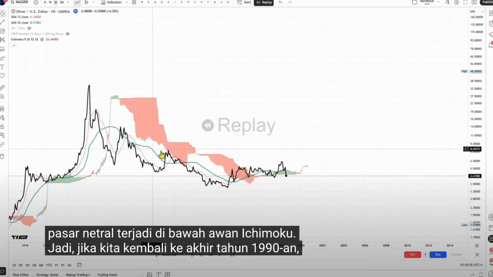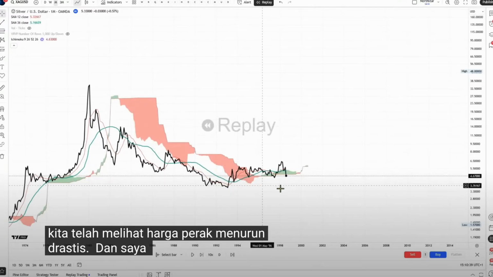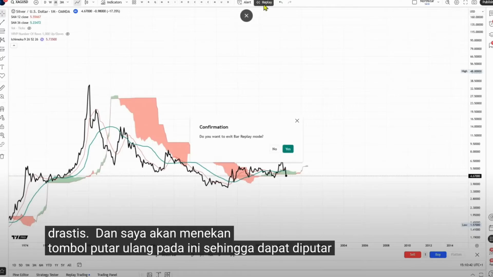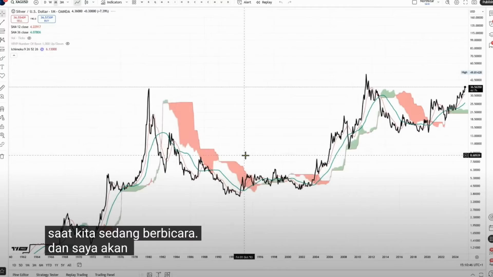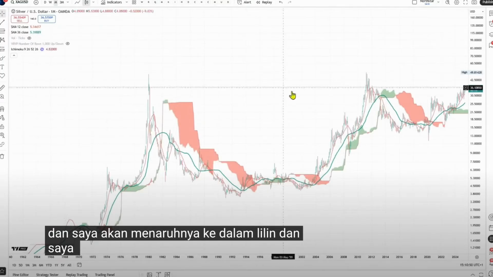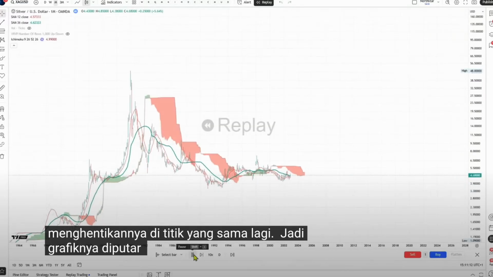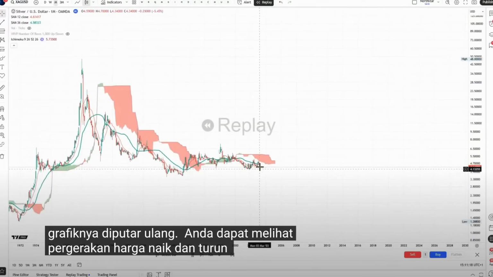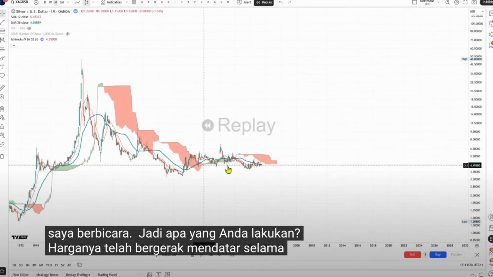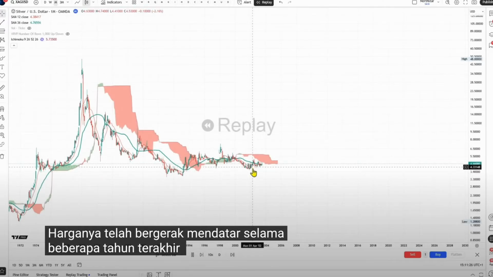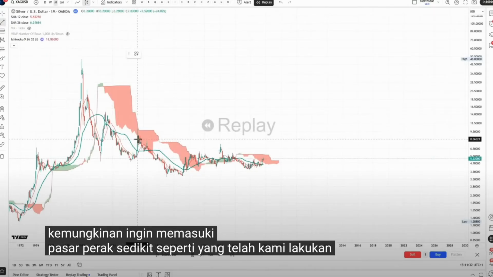So if we're back in the late 1990s, we've seen the price of silver declining a lot. And I'm going to hit the replay button on this so that it plays whilst we're talking. And I'll just put it into candles, and I'll just stop it at the same point again. So the chart's replaying. You can see the price action going up and down whilst I'm talking. So the price has been going sideways for multiple years now, and you're looking for possibly getting into the silver market, a little bit like we have been recently.